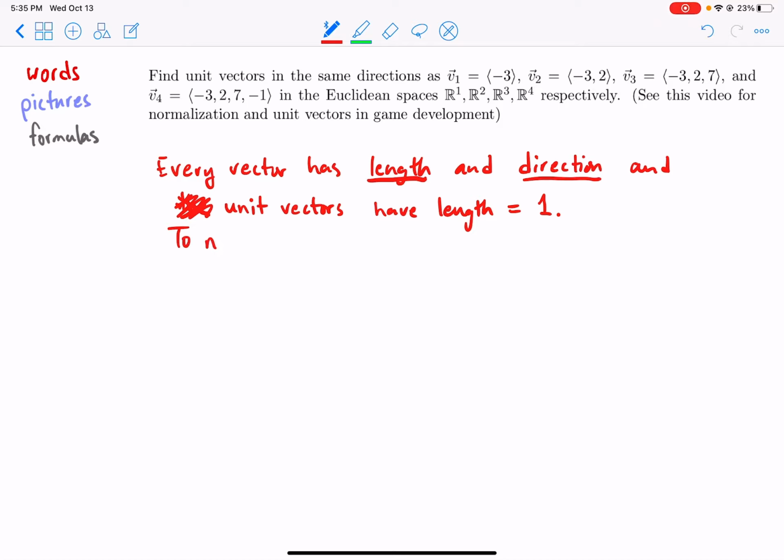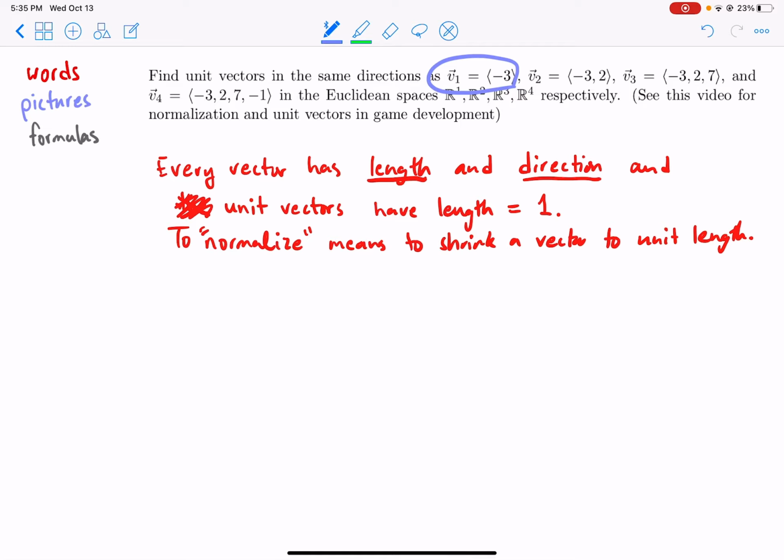And then I'll say to normalize means to shrink a vector to unit length. That means length 1. Okay, so there's my words, just sort of reminding me what's happening. And now I'll draw a quick little picture. So V1 is in a one-dimensional space.